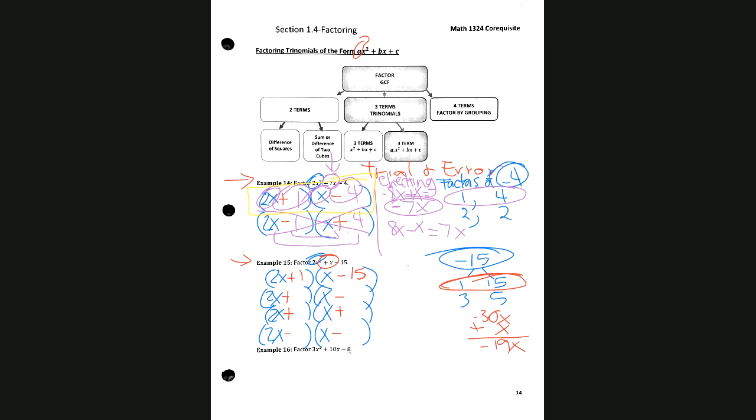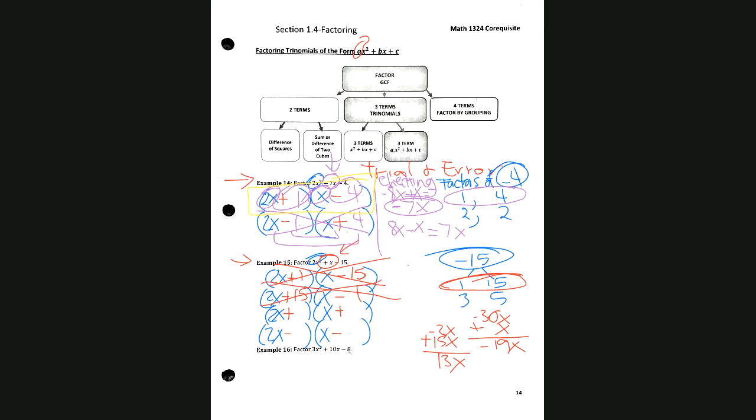Now, if I try to have the 5 here and the 1 here, by the time I check, I will be getting 2x times negative 1, that's negative 2x, and then 15 times x will be positive 15x. By combining those, I will get 13x positive, and so that's not what we're looking for. Remember, we're looking for positive 1x.